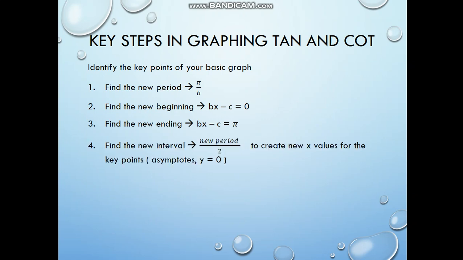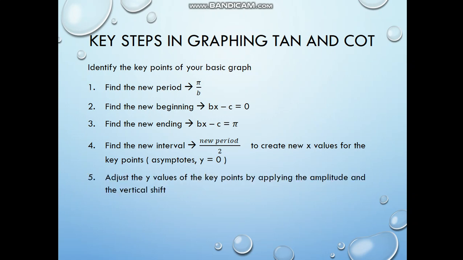The fourth one is find the new interval, the new period divided by 2, to create new x values for the key points, asymptote and y equals 0. Okay, 5. Adjust the y values of the key points by applying the amplitude and the vertical shift. 6. Graph the key points and connect the dots. Okay, these are the key steps in graphing tangent and cotangent functions.